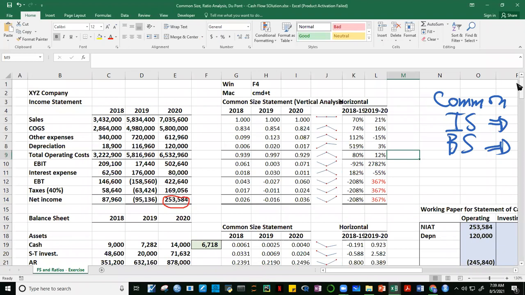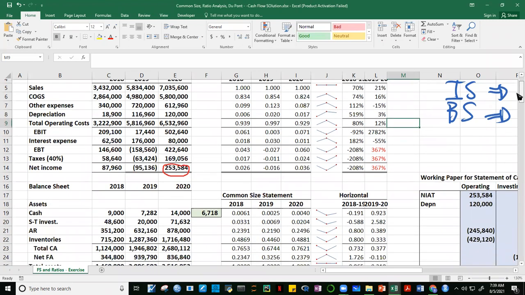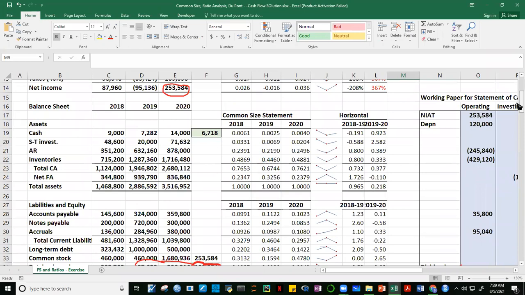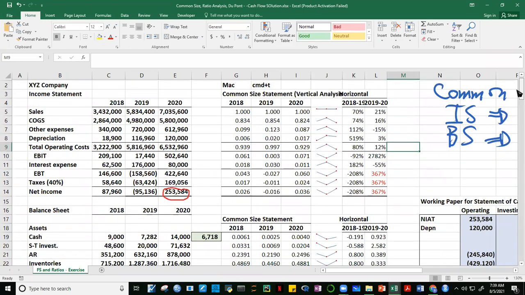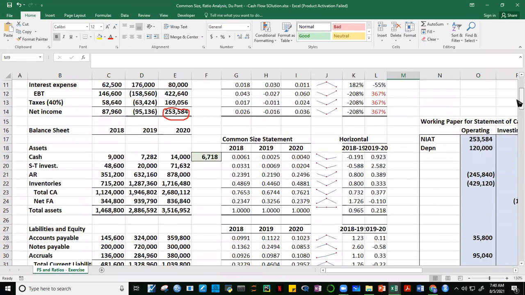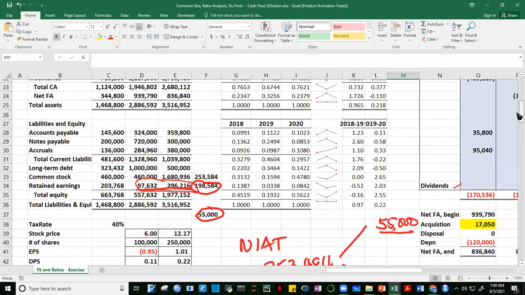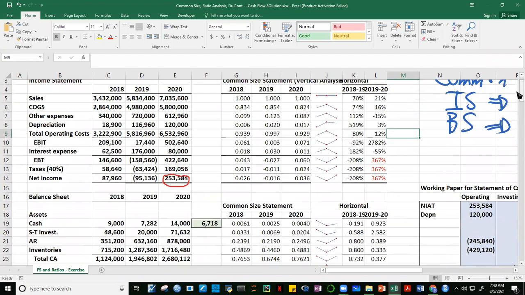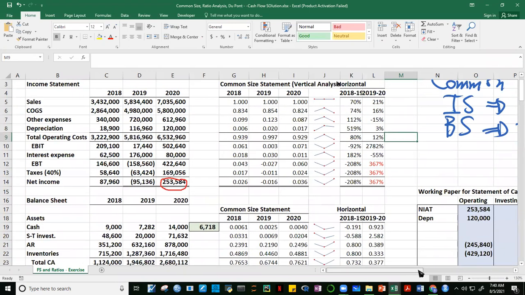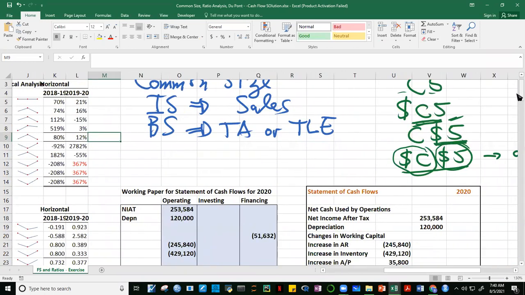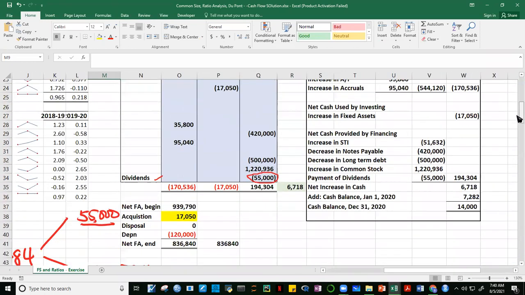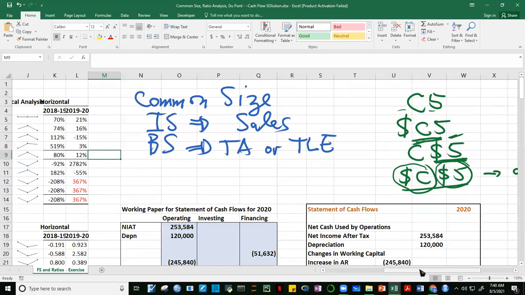Today I'd like to show you the solution to the statement of cash flows. Just by way of reminder, I'm not going to share this with you because I want you to do this on your own. If you try doing this and then you have questions, now is the time to ask. Otherwise, you have to try to do this on your own, also as practice for the exams.